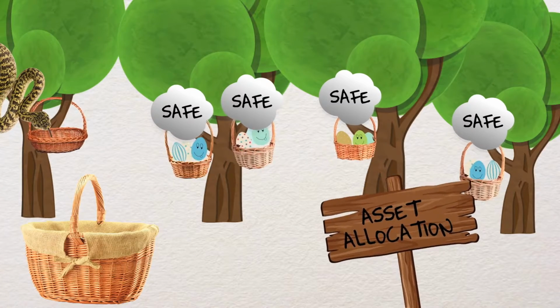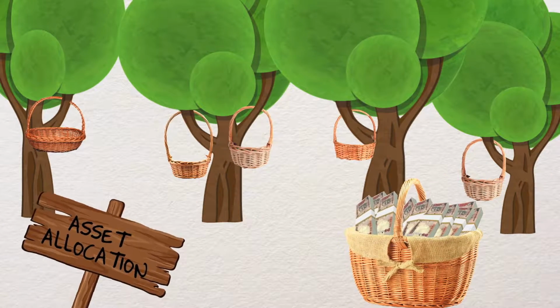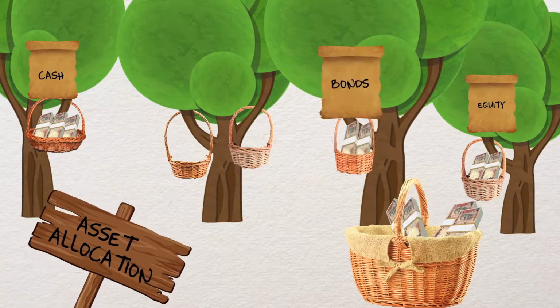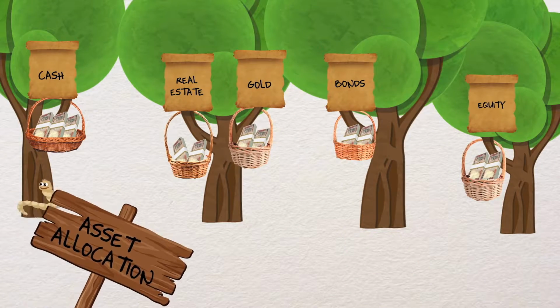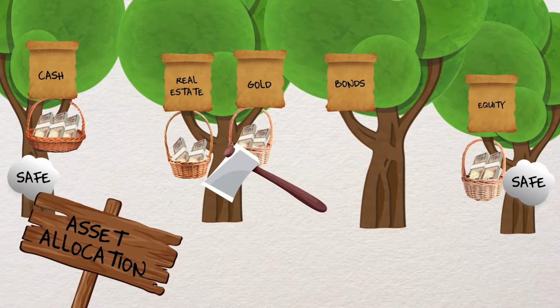Put simply, it's the practice of spreading a person's savings across many instruments like cash, equities, bonds, real estate, gold, etc. to make sure that the investments are not at the mercy of the performance of any one asset class.